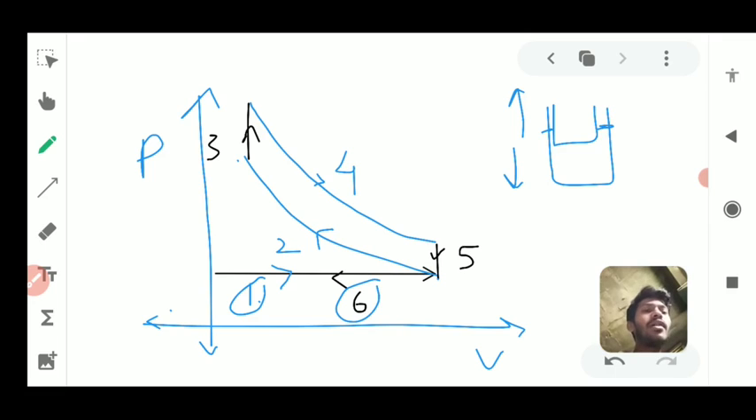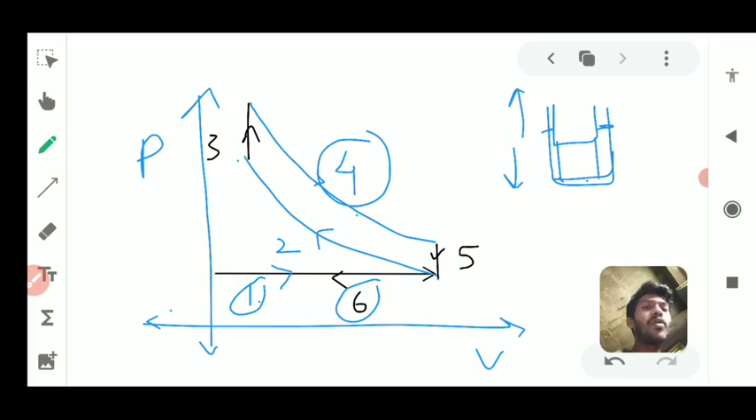Then the third process happens very shortly, and that is the spark. So the spark takes place at a constant volume because it is a very short process, and the shaft or the piston is at the minimum level. Due to the spark the shaft or the piston is thrown away, and this is called the power stroke, and this is represented by the number 4.